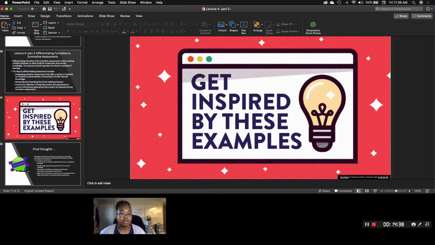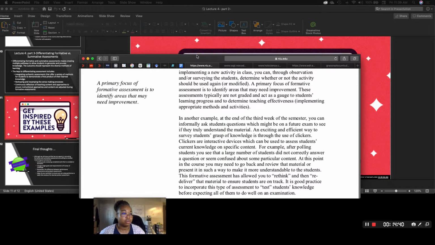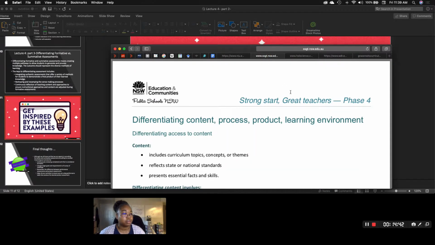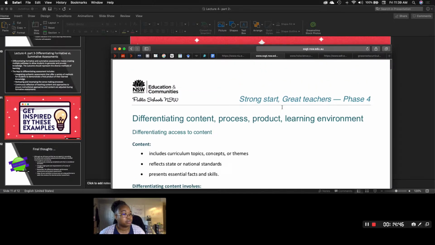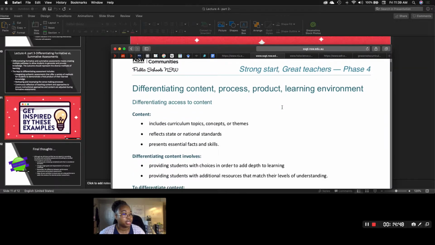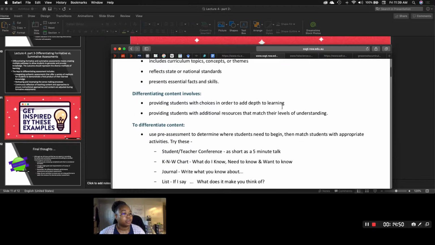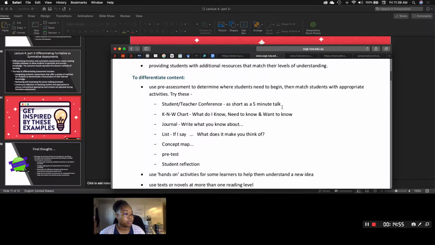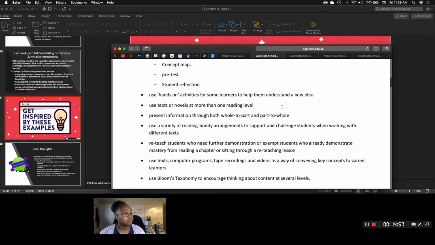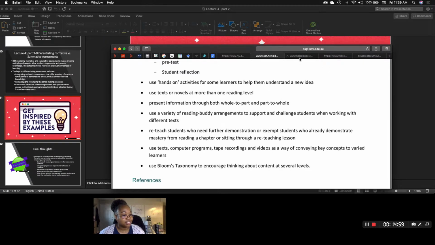So let's take a look at some of these examples. You can look at a lot of these on your own. Here, this resource gives you options to differentiate in content, process, product, and learning environment. So here are a few examples, which a lot of you probably already know, but just remember that you actually have to track these things.